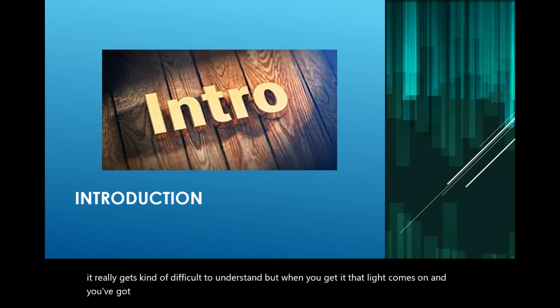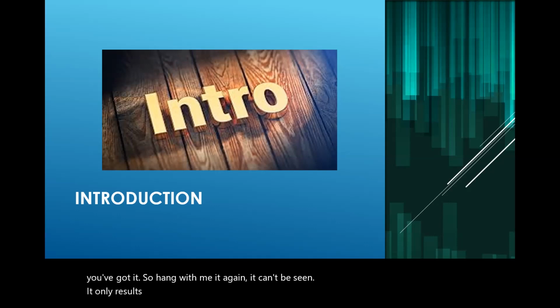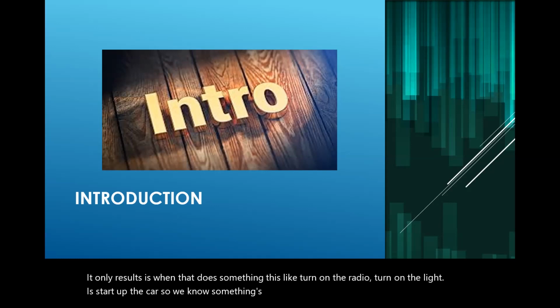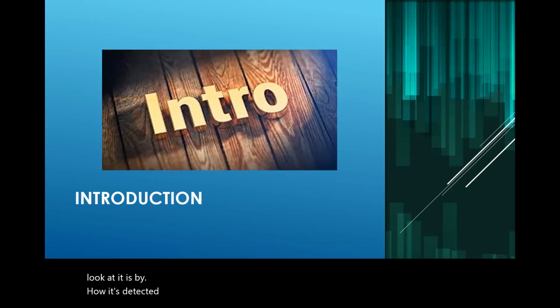So hang with me. Again, it can't be seen. It only shows itself when it does something, like turn on the radio, turn on the light, and start up the car. So we know something's happening. The only way we can look at it is by how it's detected. Okay, and then we'll get into that.